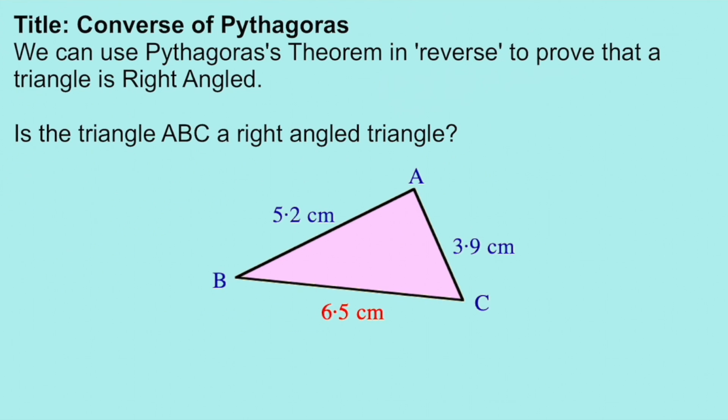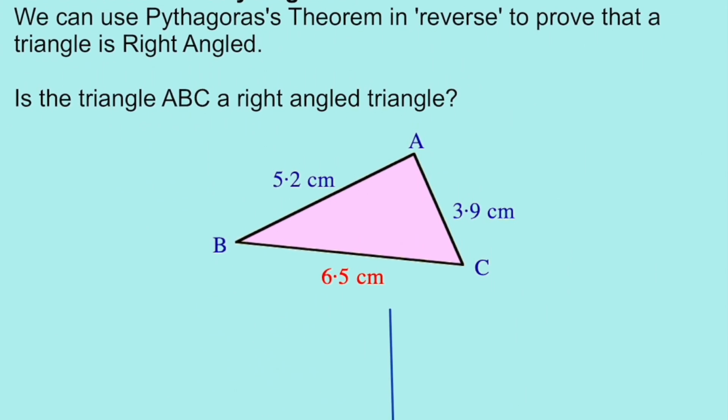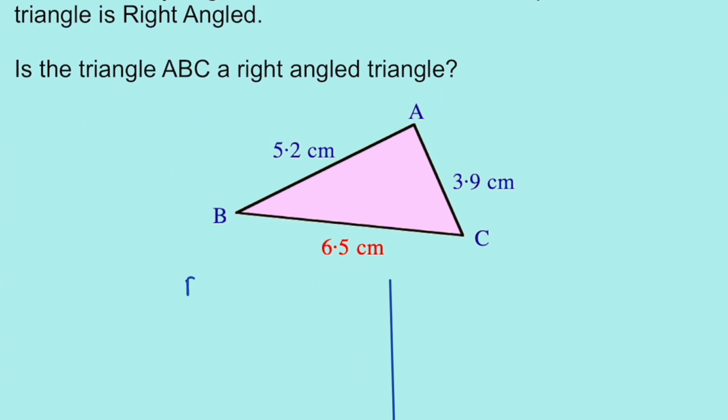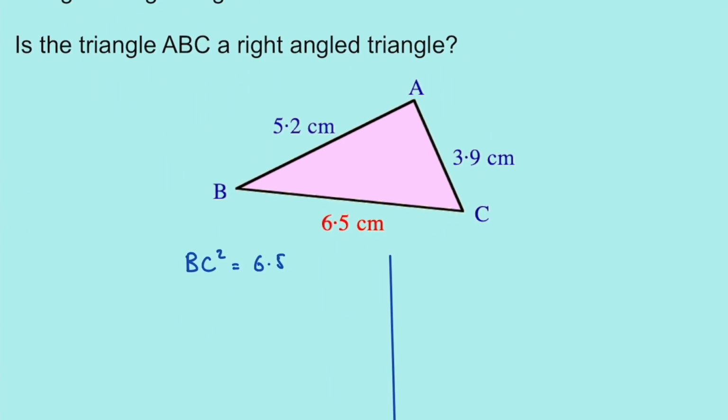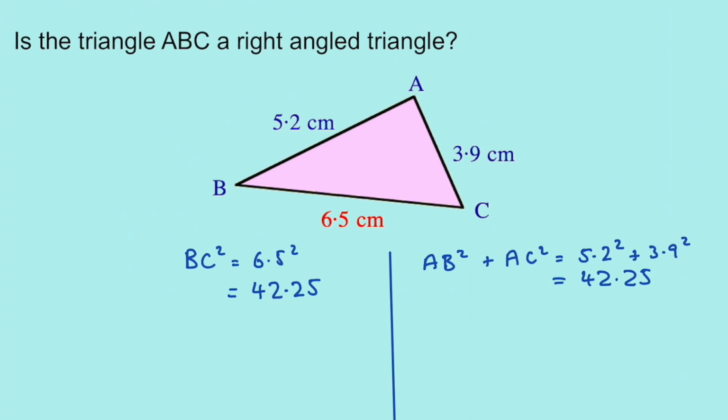So what we're going to do, we're going to just draw a line down the page, and we're going to square the longest side on the left hand side. So let's do BC squared is equal to 6.5 squared. And then on the right hand side, we're going to have the two shorter sides squared and added together. So we'll do AB squared plus AC squared is equal to 5.2 squared plus 3.9 squared. These give us a value of 42.25 and 42.25.